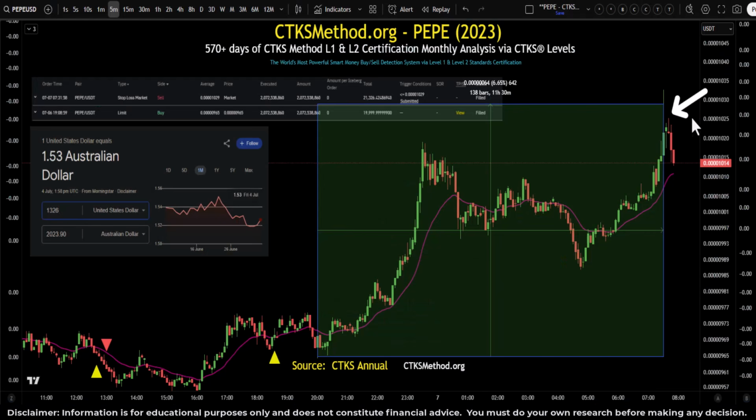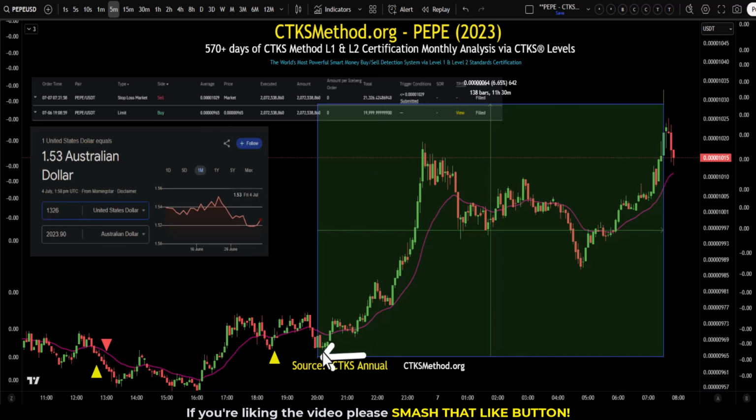Welcome back, CTKS students, family and members. Just overnight, in the past 11.5 hours, I made a little over $2,000, and here are my trades. You can see that I sold at 10.29, which is right here, and I bought at 9.65, which is right there. The key question, why did I do that? In this video, I'm going to explain exactly why I did it.